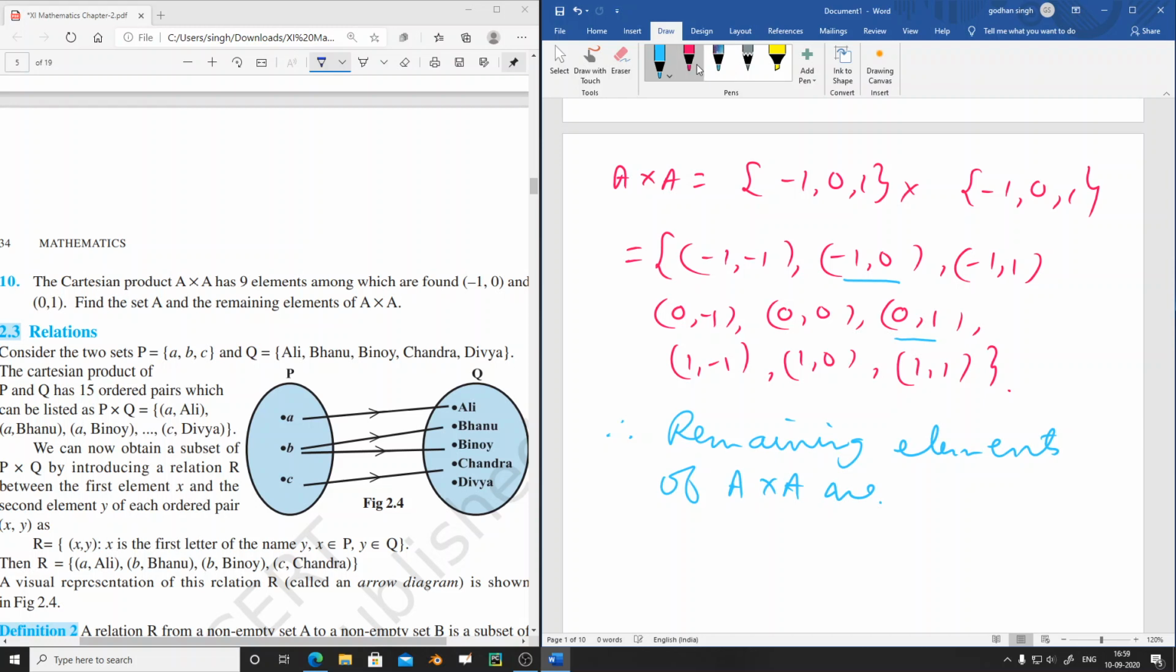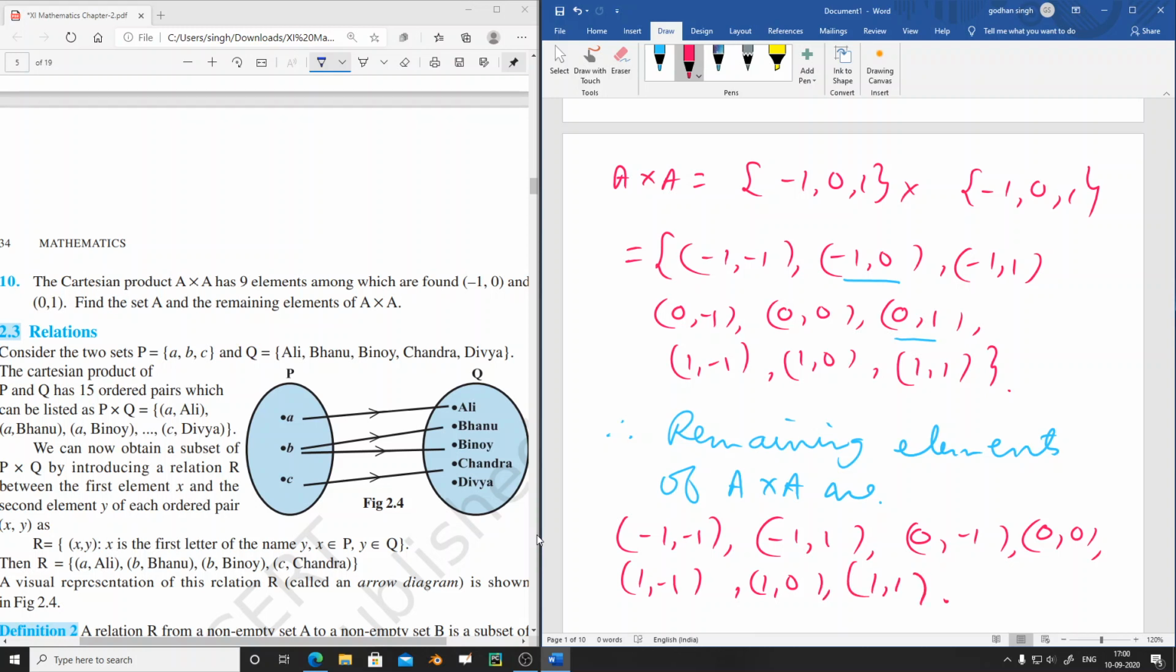We can write all these elements as the ordered pair (-1, -1). Then we will not write this because it is already given here, (-1, 0). Then we will write the ordered pair (-1, 1). Then we will write (0, -1), and then we will write (0, 0), and then we will not write (0, 1) because it is already given. Then we will write (1, -1), and then we will write (1, 0), and the ordered pair (1, 1). So this is our answer of question number 10. So with this, the exercise is complete.